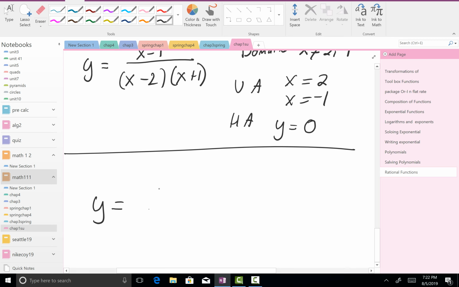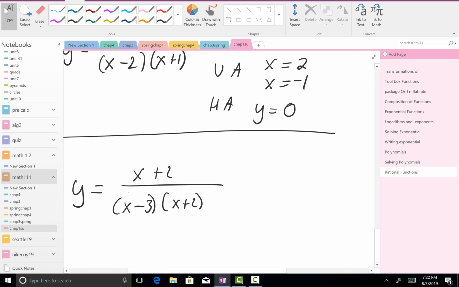Let's try another one here. So we're going to go with x plus 2 on the top. Okay, here we go. x plus 2 over (x minus 3)(x plus 2). Domain, vertical asymptote, horizontal asymptote. What can't the domain be? -2 and, what else? So we got +3. We got 2 things on the bottom. Domain can't be those 2 things, -2 and 3.